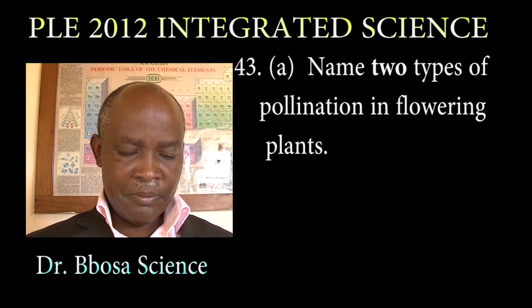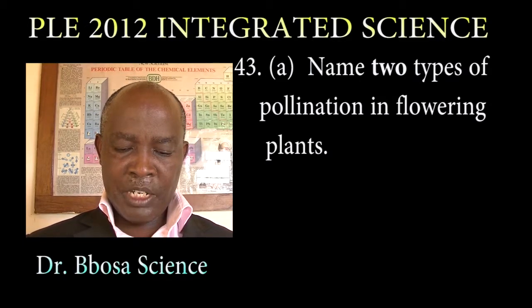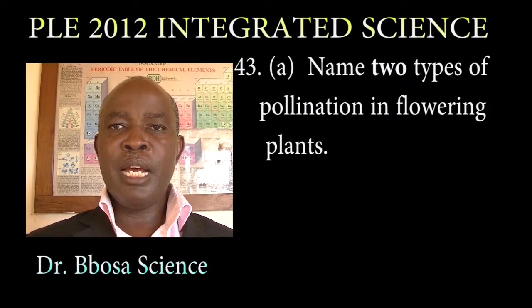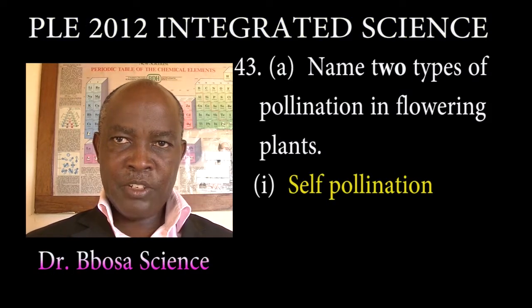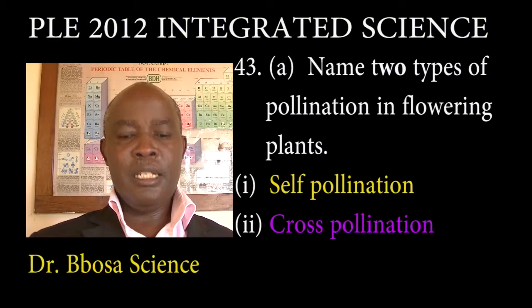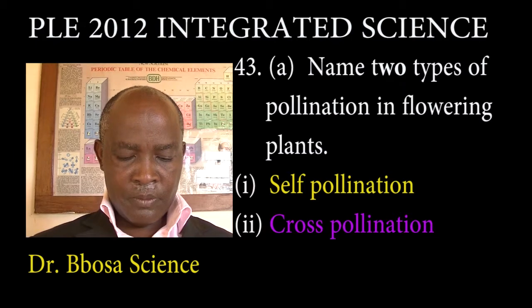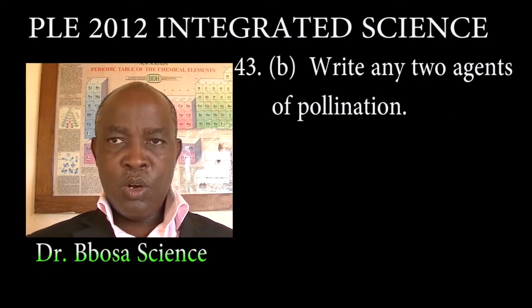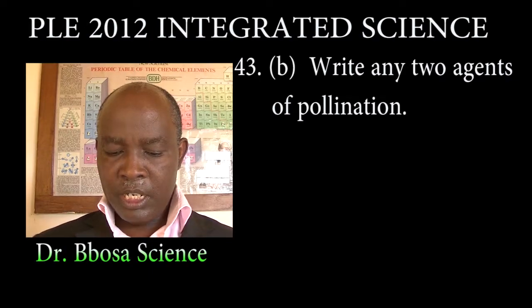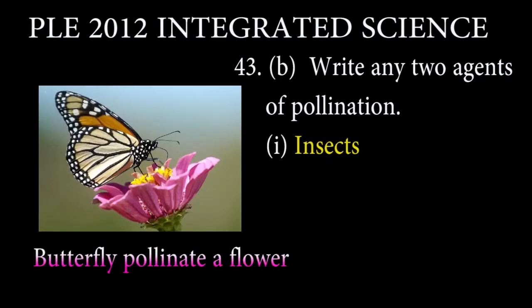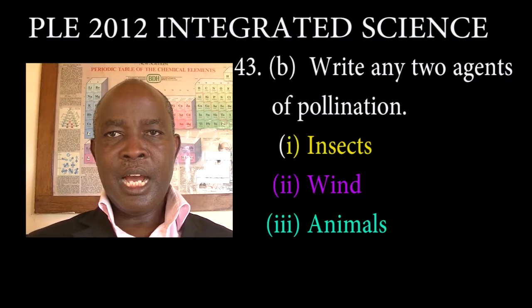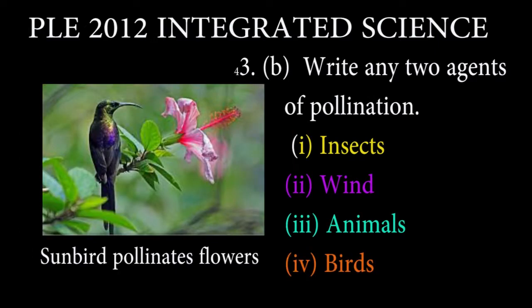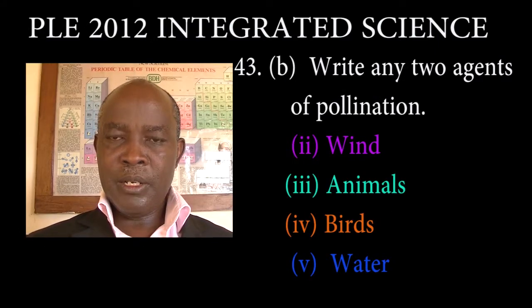Number 43. Name 2 types of pollination in flowering plants: self-pollination and cross-pollination. Write any 2 agents of pollination: insects, wind, animals, birds, and water.